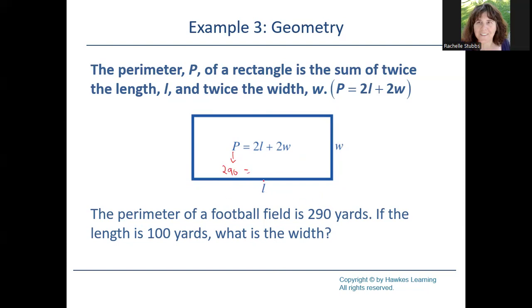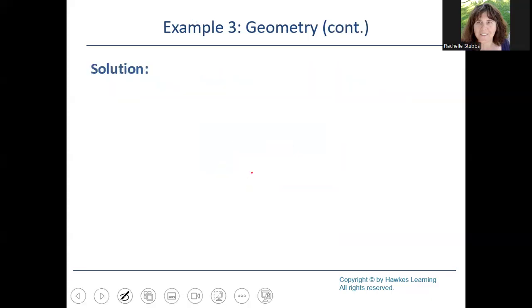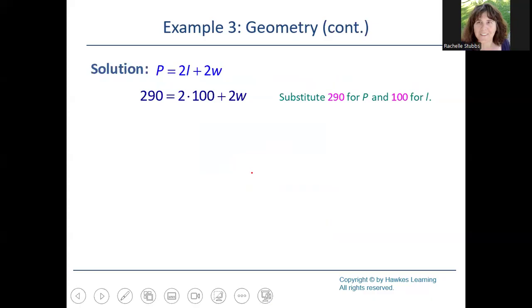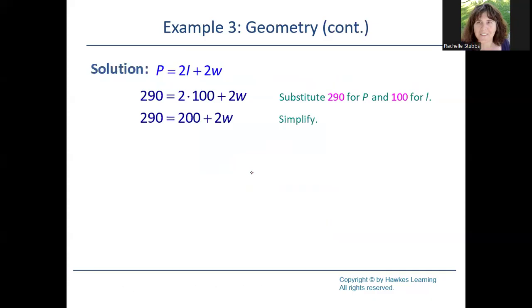And if the length is 100, we actually know L, so we can write 2 times 100 plus 2W. And notice now that we have an equation. 2 times 100 is 200. So let's watch this followed through. Now we're just going to follow our basic steps.